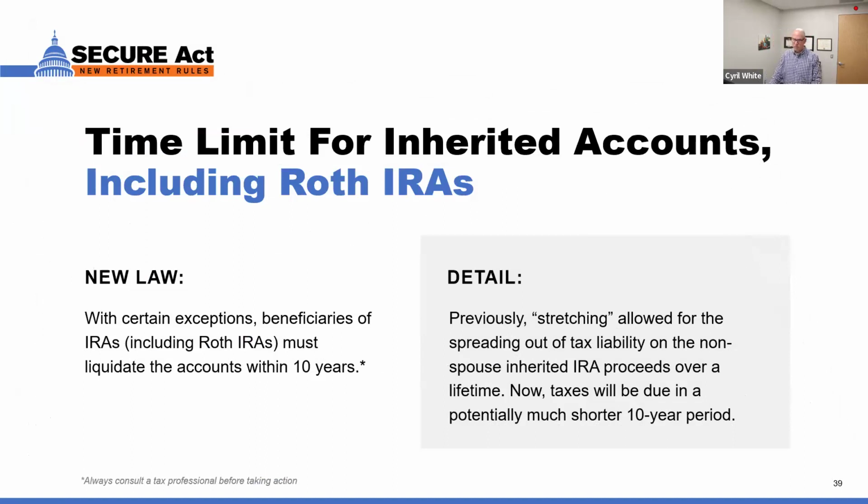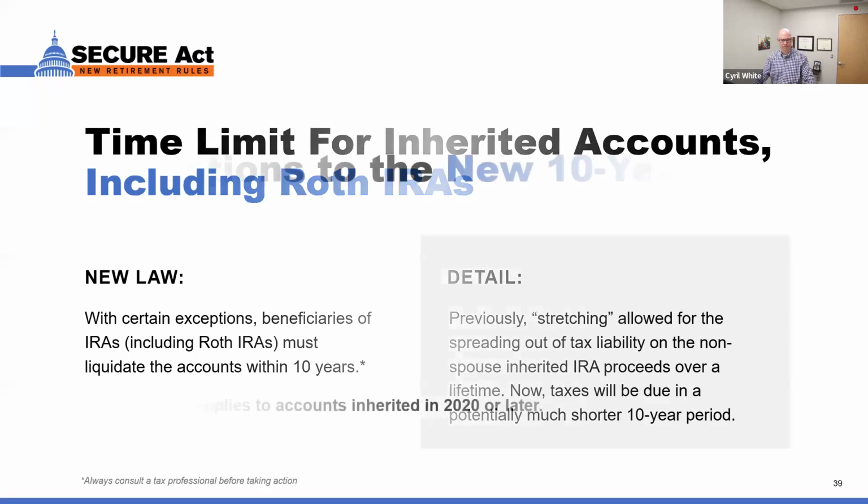Now, with certain exceptions, non-spouse beneficiaries of IRAs must withdraw those funds within 10 years. So they can take it all in year 1, they can take it all in year 10, but the account value has to be 0 10 years after the date of death when they inherited those accounts. So this is going to increase the tax liability if it is a traditional IRA for many beneficiaries of IRAs.